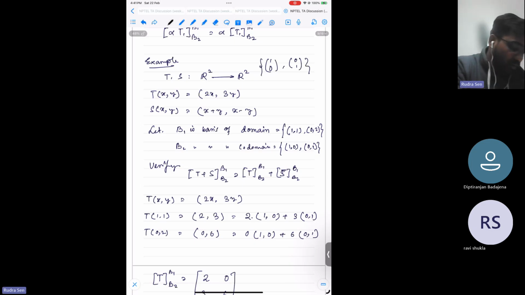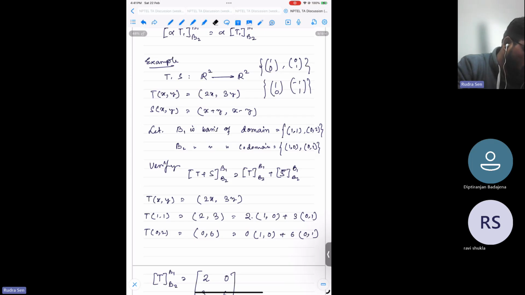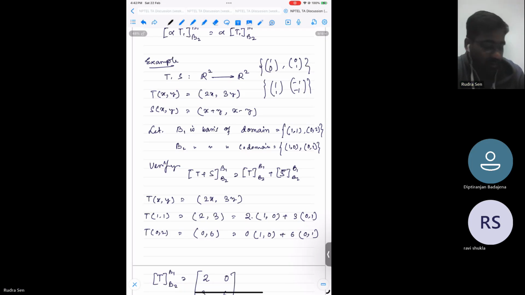Okay. But also 1, 0 and minus 1, 1 is also a basis, right? But you can't consider minus 1, 0 over here. This is not a basis because minus 1, 0 is basically a linear combination of 1, 0. If you choose 1, 1 and here minus 1, 1, this is also a basis. This is linearly independent. But if you choose minus 1, 0, this is not a basis.